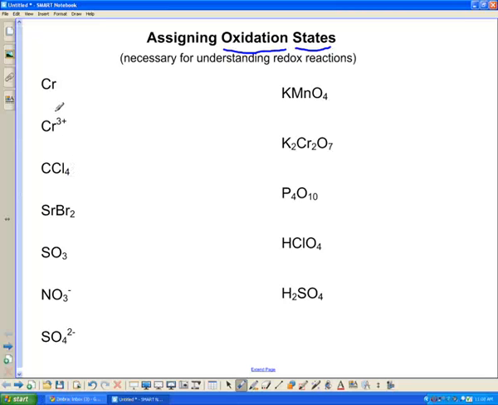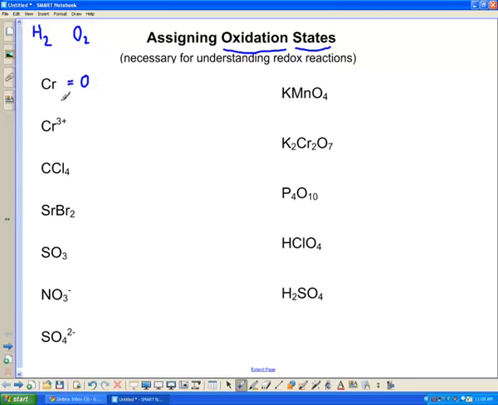Let's start off with chromium here. As we have shown, chromium is in its elemental form. Chromium is a metal. It's in its natural state, just as you would say something like hydrogen, that's in its standard state, H2. Oxygen is its standard state as well. When it's by itself with no other atoms and there's not a charge indicated, the atom of that element always has the same oxidation state. That oxidation state is 0. And that's one of the first rules to understand.